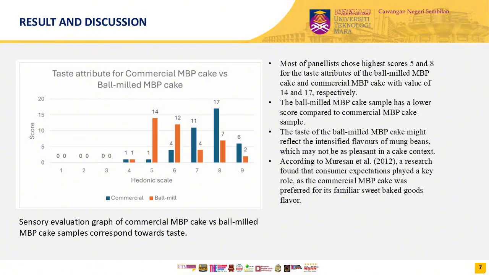The boiled meal mung bean powder cake sample has a lower score compared to the commercial mung bean powder cake sample. The taste of the boiled meal mung bean powder cake might reflect the intensified flavors of mung beans, which may not be as present in a cake context. According to Moresan et al. 2012, a research found that consumer expectation played a key role as the commercial mung bean powder cake was preferred for its familiar sweet baked goods flavor.